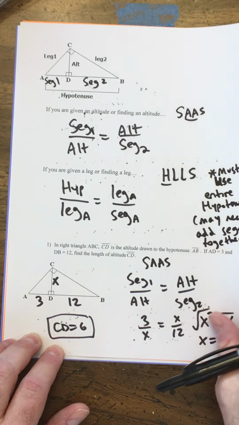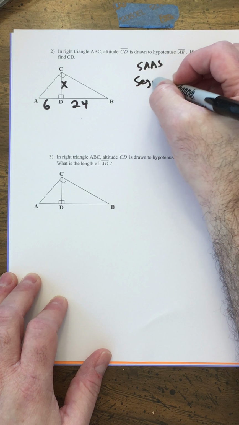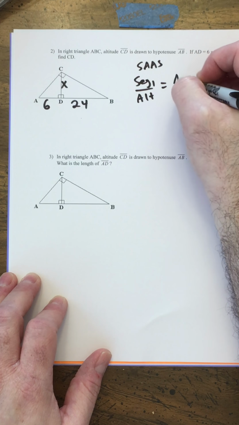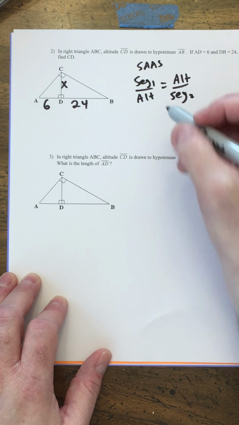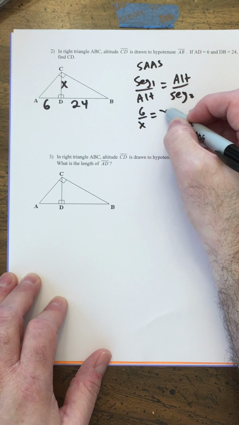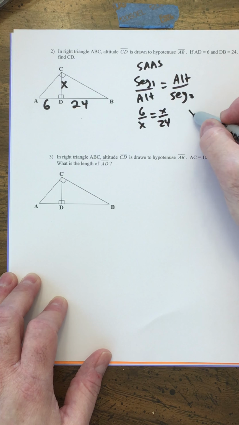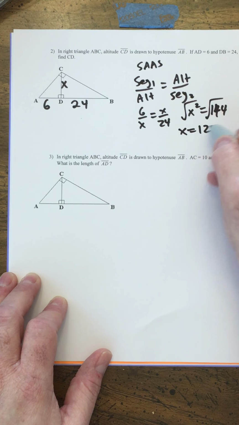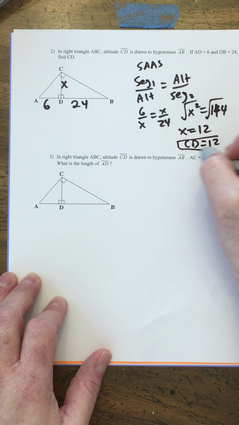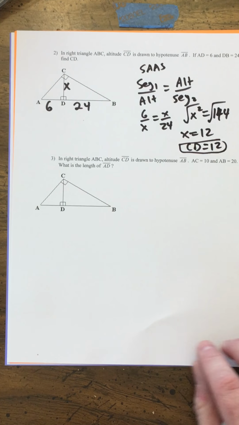Okay, again, similar kind of problem. So again, this is going to be a SAS problem. You are going to do segment 1 over altitude equals altitude over segment 2. You can try to set that up. 6 is to x as x is to 24. When you cross multiply, you get x squared equals 144. X is 12, so therefore CD equals 12. Okay? All right, let's try the next problem.